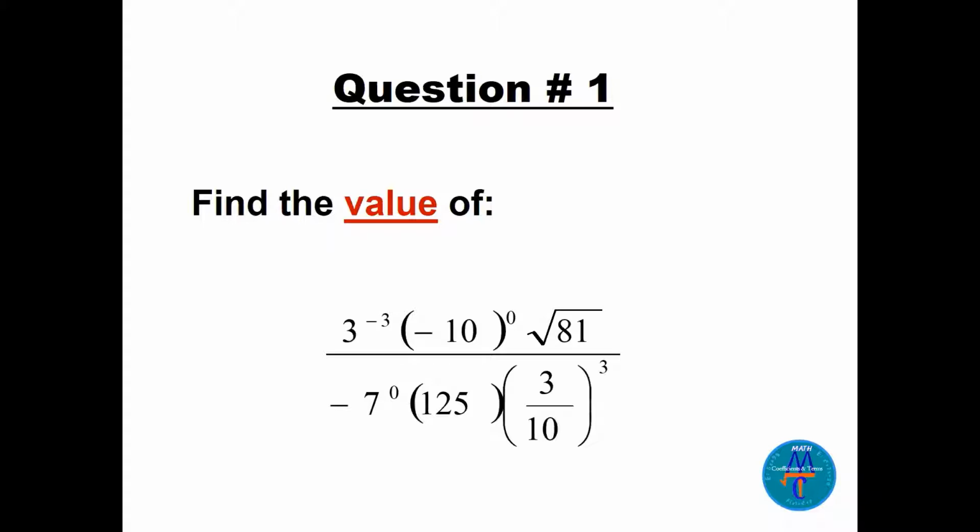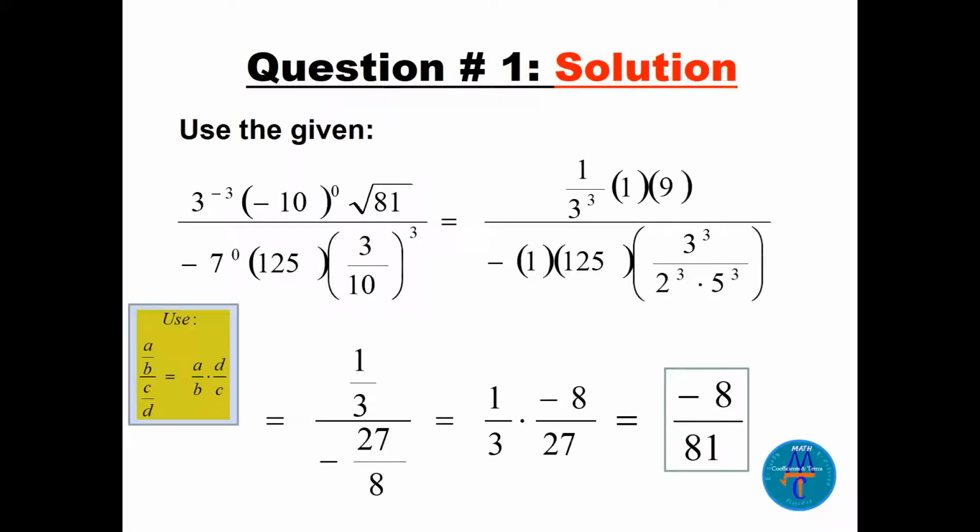Let's see. First, we check the answer. I hope that you will get the correct answer. The answer is minus 8 over 81. It's only 3 steps. Let's see. 3 to the power minus 3 is 1 over, you see that? 1 over 3 cubed.